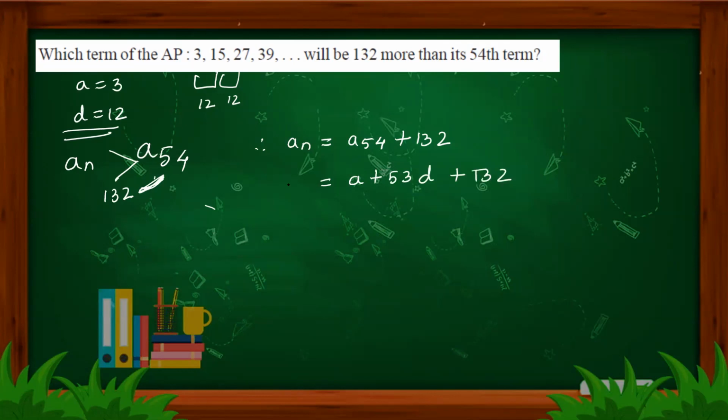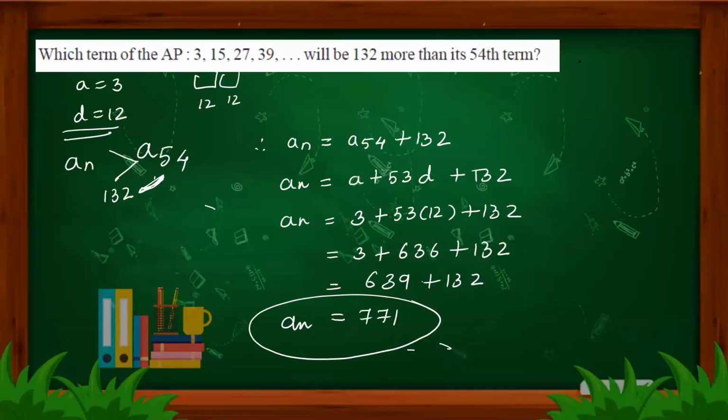Now put in the values of A and D. A is 3, 53 into 12 plus 132. Right? So by solving this, we get an is equal to 771, right? So which term of this AP? So 771 is the term of the given AP, which is 132 more than the 54th term.